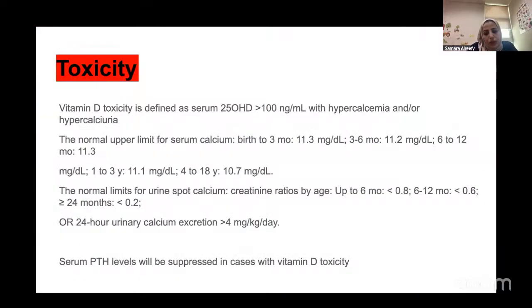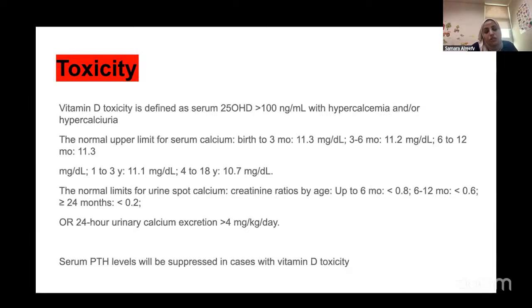Now, vitamin D toxicity is defined as serum 25-hydroxyvitamin D more than 100, with hypercalcemia or hypercalciuria. So the normal levels are up to 100. Anything above 100 can cause toxicity. The normal upper limit for serum calcium from birth to 3 months, as we know, is 11.3. And at 3 to 6 months it is 11.2. And then 6 to 12 months it is 11.3.